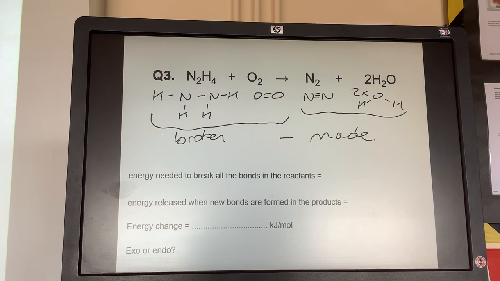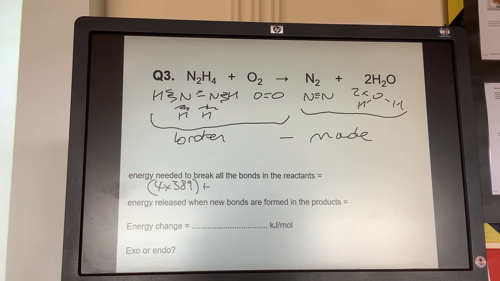So, I've drawn the structure of hydrazine, and oxygen, and that reacts to form nitrogen and water. So now we've got a much more complicated molecule here, so I'm going to look very closely at everything that's in the hydrazine. First of all, can you see, there is 4 NH bonds that we need to break, 4 of them. So that'll be 4 times 389.